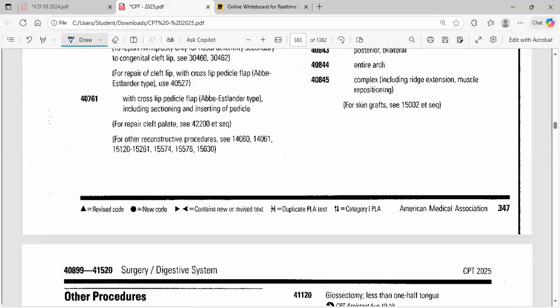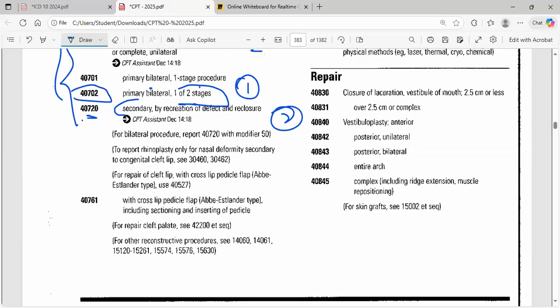And in the last we have 40761. This one is that after the plastic repair has been performed with the cross lip pedicle flap. So the tissue has been picked from another area so that a flap has been created for the reconstruction. So flap has been used for the reconstruction.